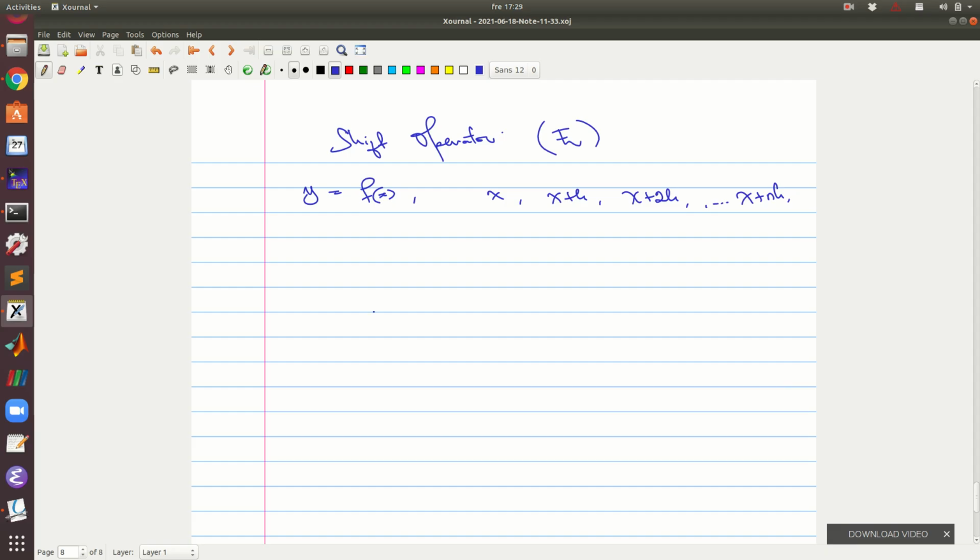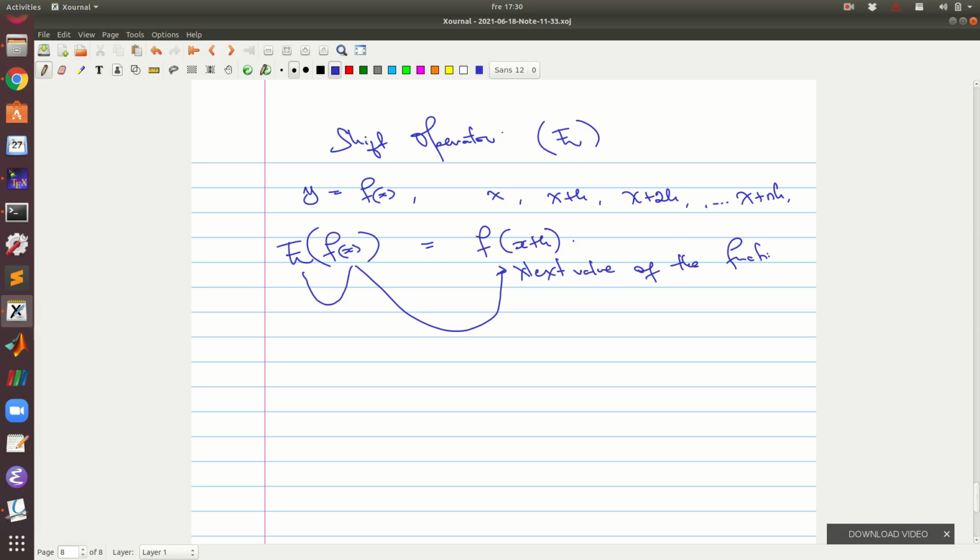We define the operator E, the shift operator, of f at the point x to be equal to f of x plus h. The shift E at f of x is simply going to be f of x plus h, i.e. E operates on f to give the next value of the function.